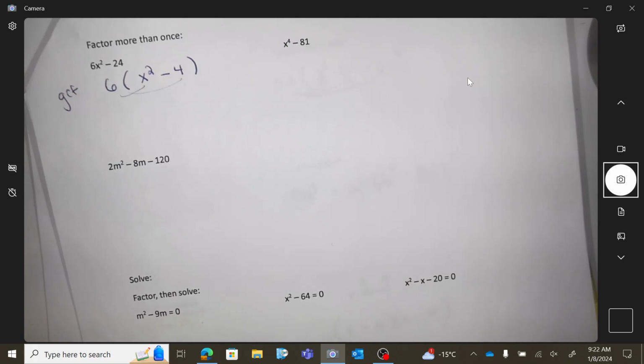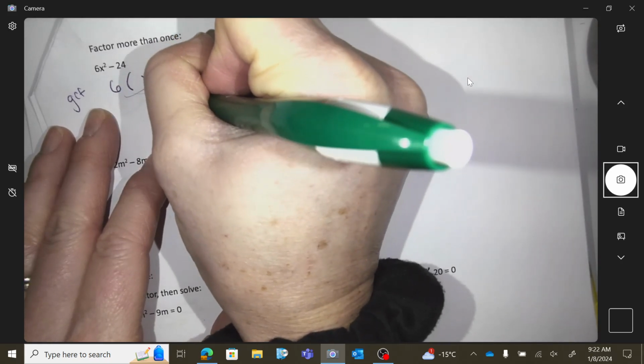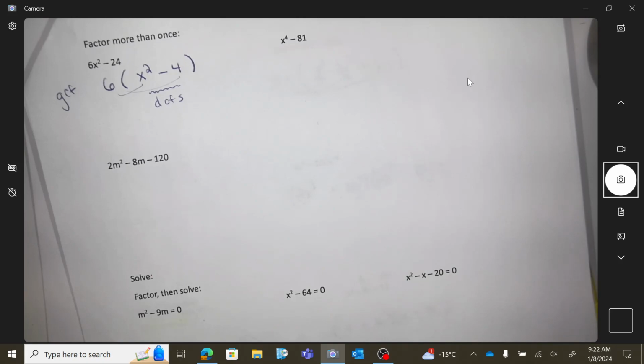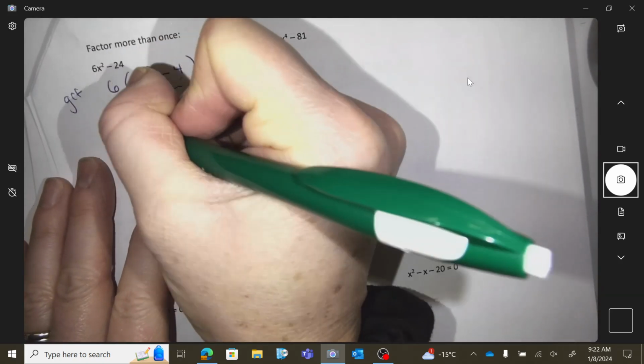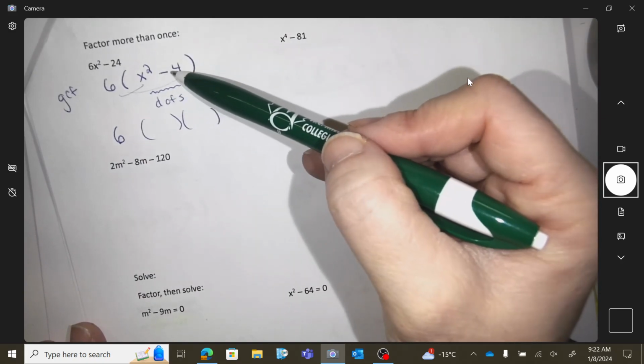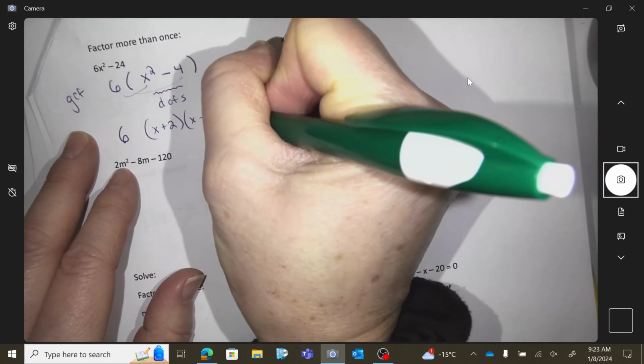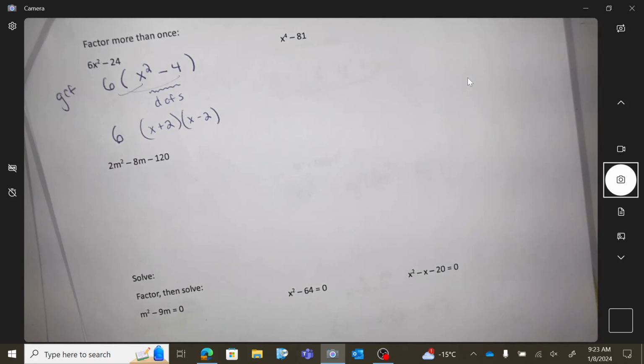Okay. Factor more than once. So my instructions are it should factor twice. So now what am I looking at? This little part is a what? It's a difference of squares now. Okay, so you need that 6. It can't just disappear. And then 2 brackets. How do you make this difference of squares? You should be doing a plus and a minus, right? And there, now it's factored.